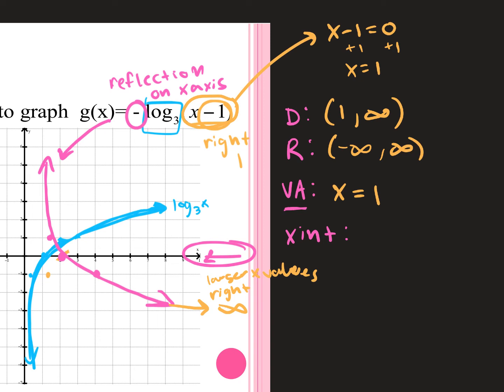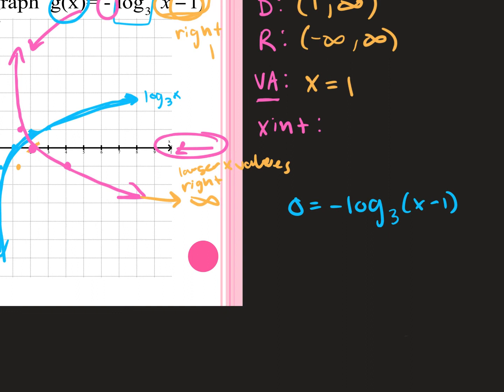And then our x-intercept, we have to plug in 0 for y. So I would have 0 is equal to negative log base 3 of x minus 1. The 3 is our base. We flip the other 2, so it's equal to x minus 1, and our exponent is 0. The negative doesn't matter because I could always divide both sides by -1, and 0 is still 0.